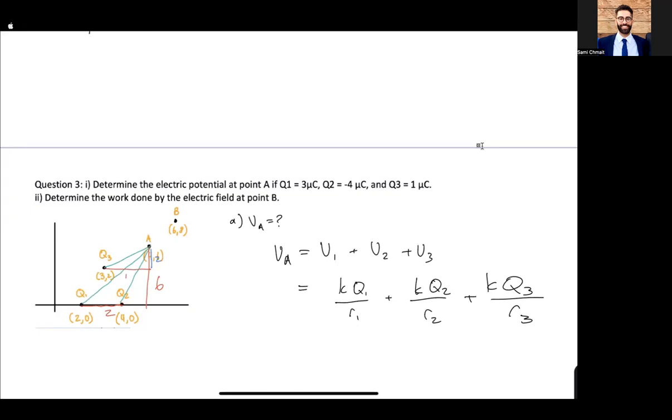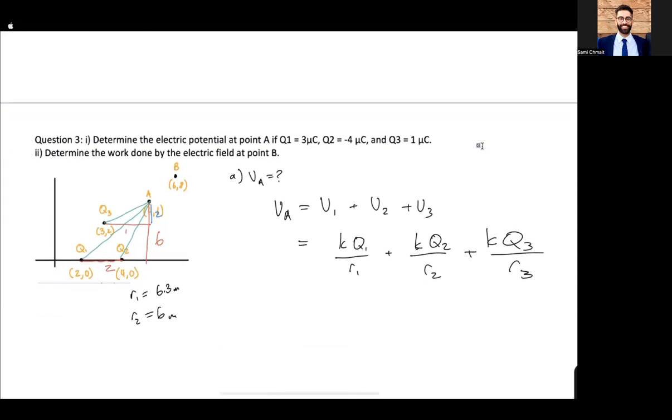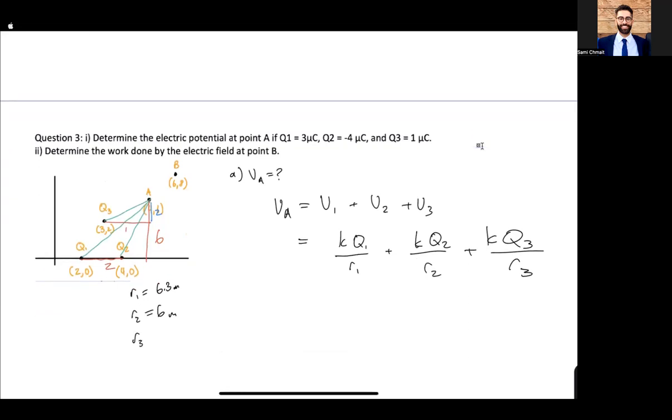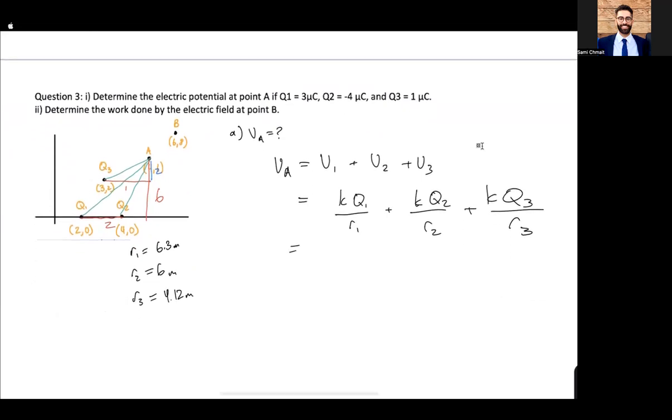Okay. I'll leave doing the Pythag to you guys, but I'll just say this. R1 is equal to 6.3, R2 is equal to 6, these are all in meters, and R3 is equal to 4.12 meters. At this point it's just simple: plug everything in and solve. And the answer to that is 470.18 volts, VA.